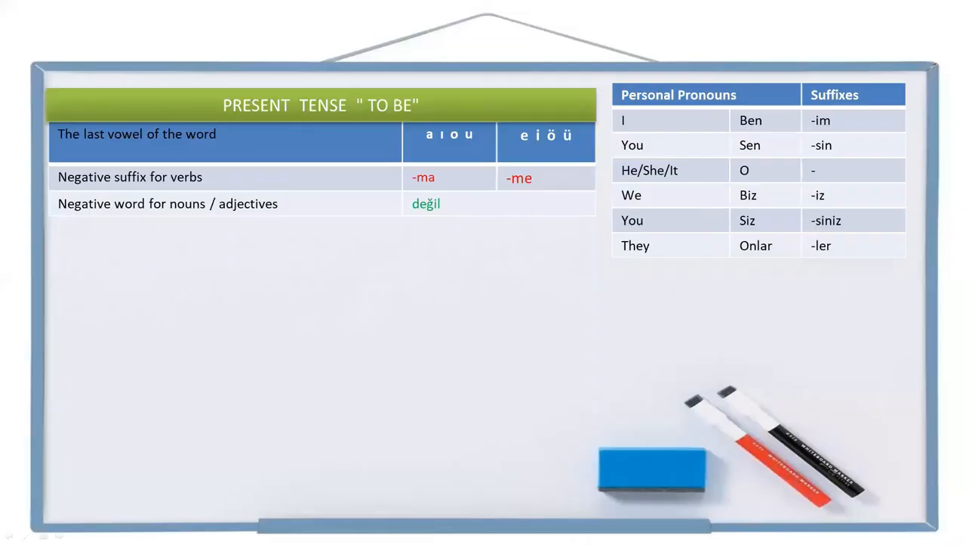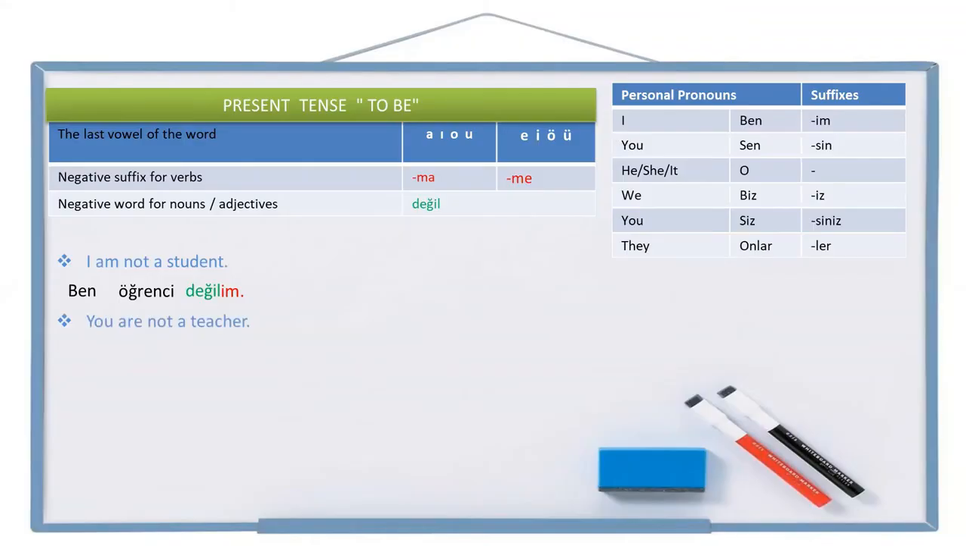Let's see an example. I am not a student. Let's write the person pronoun I first. Ben. Student, öğrenci. Now I want to write not student, so I'm going to add değil. Not student, öğrenci değil. And the person pronoun suffix to the end. Değilim. Ben öğrenci değilim. I'm not a student. Alright, let's make one more example.